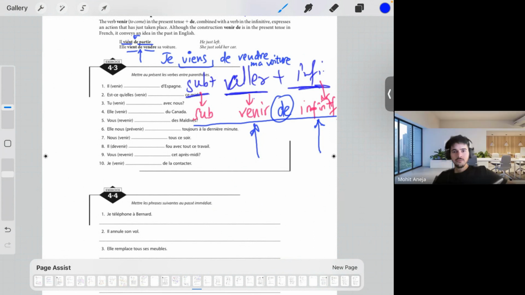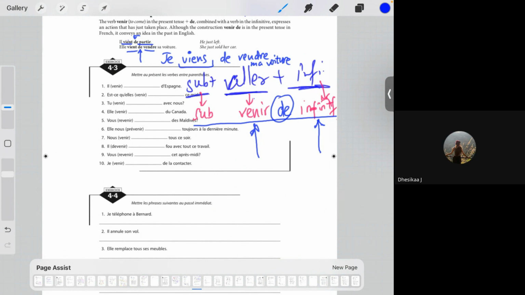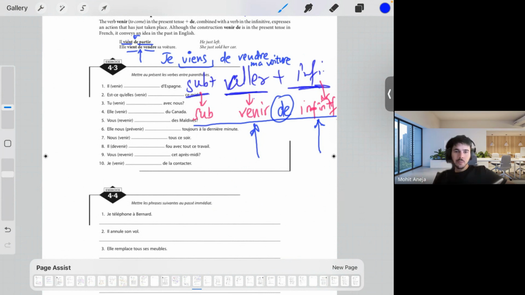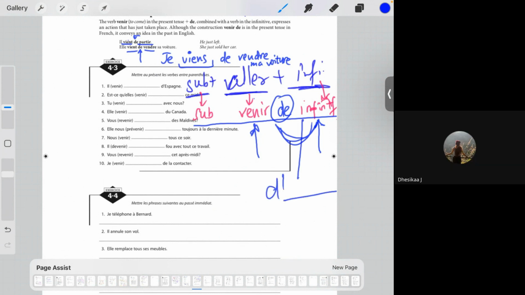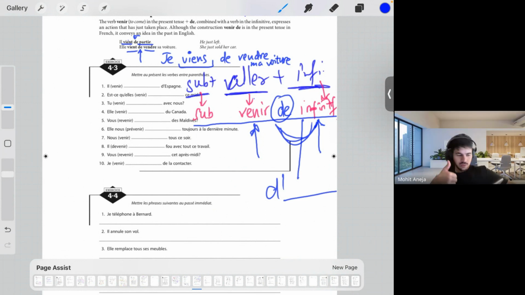But for now, can you make one more sentence for me for passé récent? Je viens d'apprendre le passé récent aujourd'hui. Oui, very nice. Je viens d'apprendre, but you have to be careful: if the infinitive starts with a vowel, you have to contract it mandatorily. It's not optional. Je viens d'apprendre le passé récent aujourd'hui. Very nice.